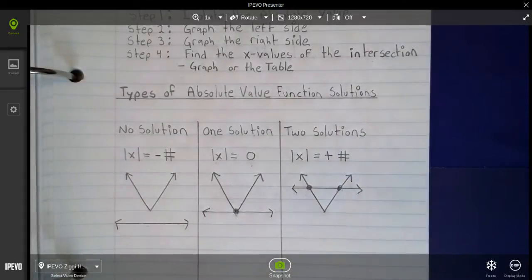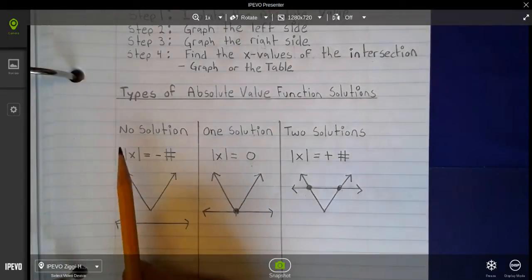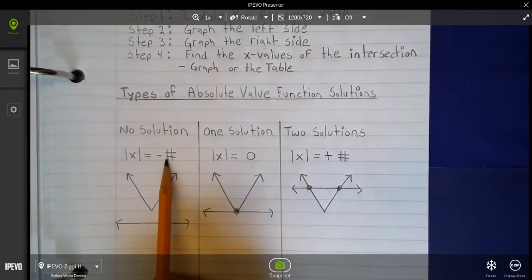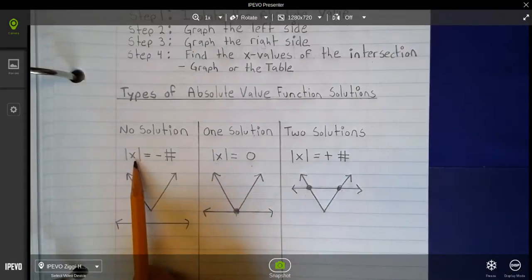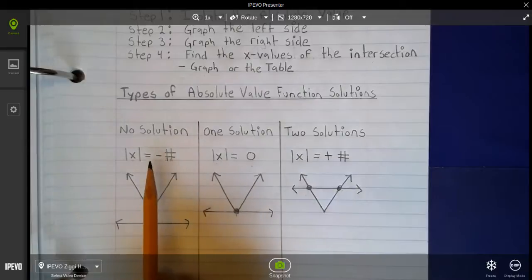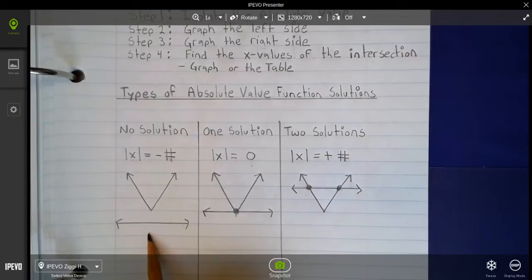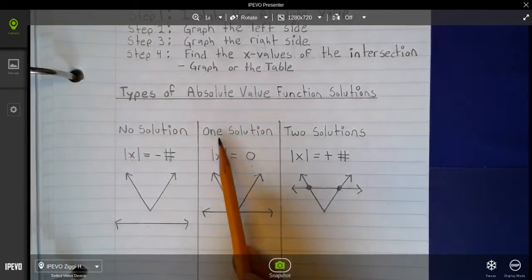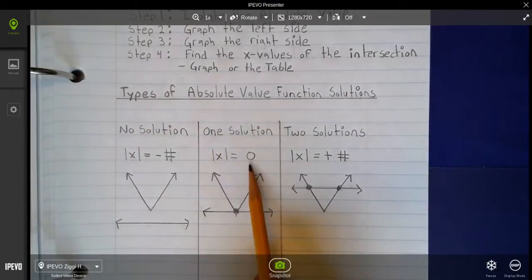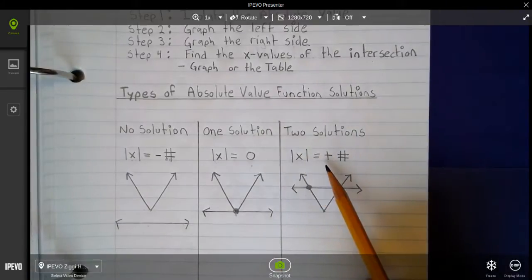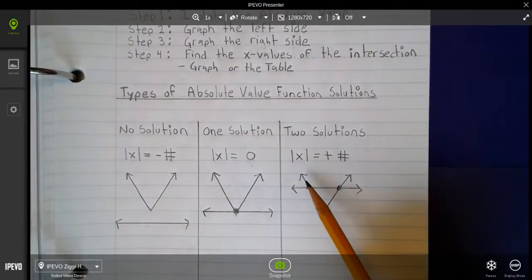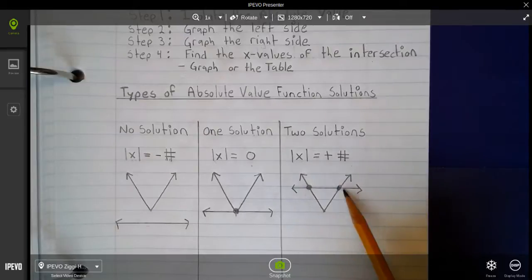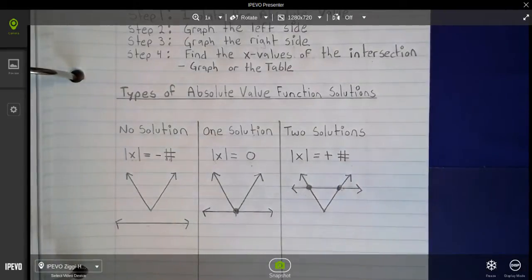All right, the types of absolute value function solutions, there's 3 of them. There's no solution. That's when the absolute value equals a negative number, which we know the absolute value of any number is always positive, so this will never be true. But when it happens, graphically, you'll see that the left side and the right side will not intersect. The next one is if you have one solution, that's when the absolute value of x is equal to 0. When that happens, you'll see that the left side and the right side intersect at 1 point. And if there's 2 solutions, that's the absolute value equals a positive number. The left side and the right side will intersect at 2 points. Okay, so if you would, pause the video, update your notes.